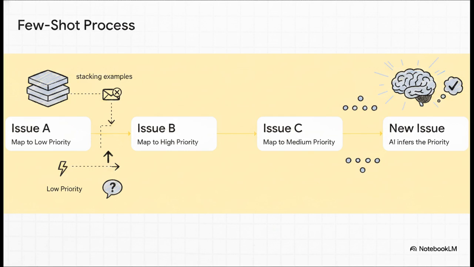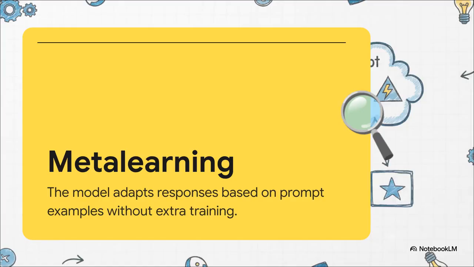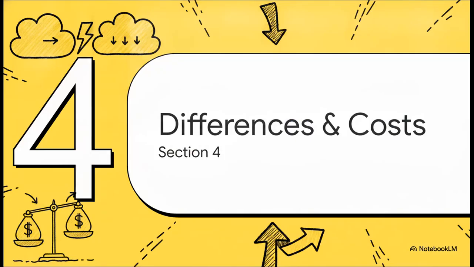By giving it just 3 to 5 examples, you establish your own specific internal criteria. The AI sees the pattern, locks onto it, and applies it consistently. This actually triggers a pretty fascinating concept that AI researchers call meta-learning. Meta-learning is the model's ability to adapt its responses based purely on the examples you've provided inside the prompt. It's learning on the fly. You don't need expensive under-the-hood coding or extra training. You're basically reprogramming its behavior temporarily, entirely within the context of your chat window. How cool is that? All right, let's compare these two head-to-head.